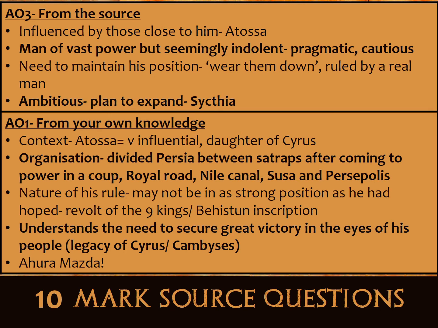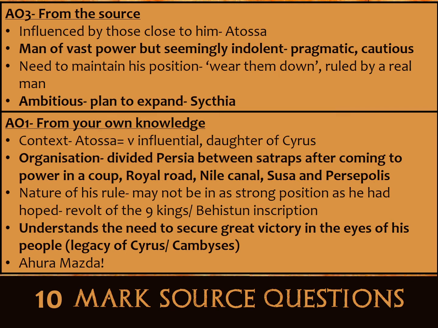And for this plan, I've stuck with a straightforward source on top, knowledge on the bottom plan. And you can see I've just bullet pointed the key things I would write about in this exam question. So the first thing is that he's clearly influenced by those close to him, particularly in this case, Atossa. We can talk about the nature of his rule, and he's a man of vast power, but seems indolent. Now I've added on here that maybe that suggests he's pragmatic or cautious, and this is something I'll expand with my own knowledge. Other things I've picked out, his need to maintain his position, this idea of wearing down the Persians who might be challenging him, and establishing this idea of being ruled by a real man.